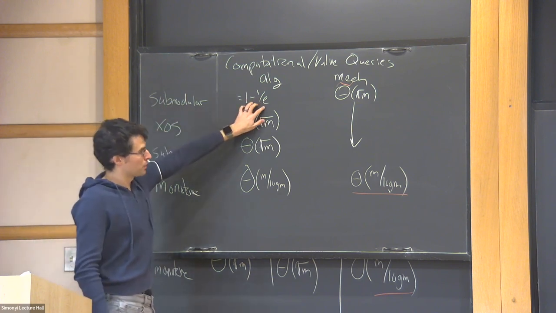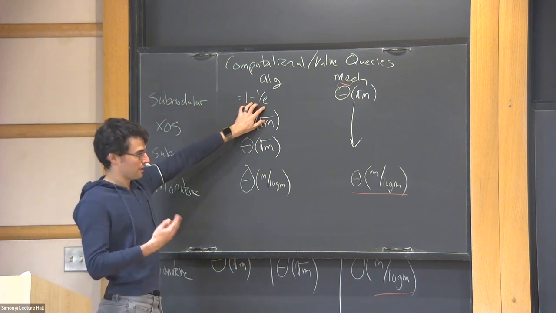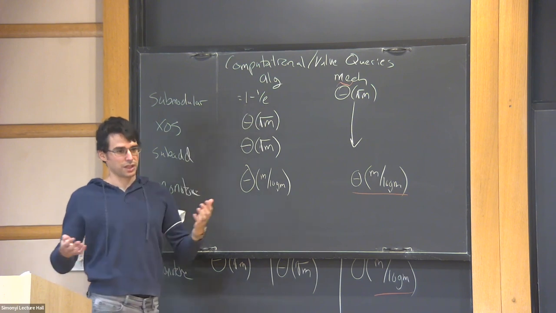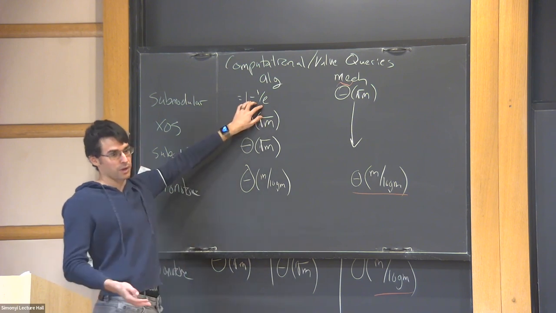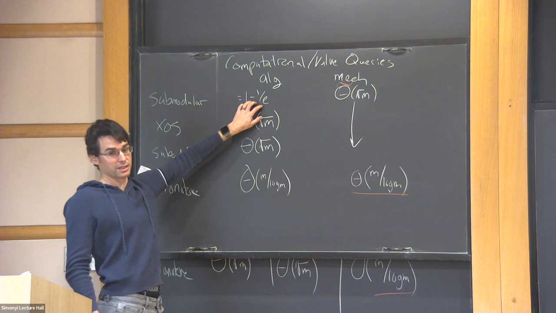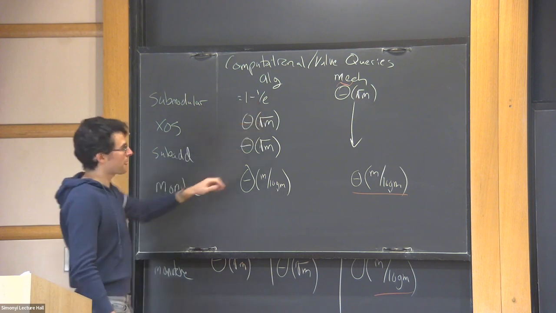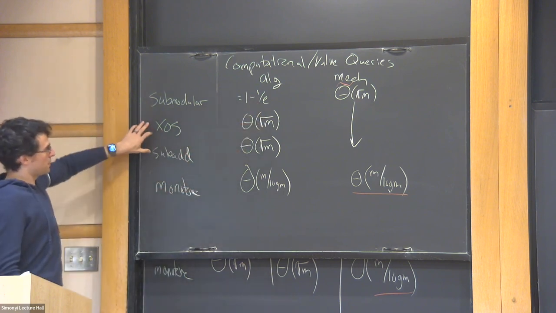There is a simpler greedy algorithm, reasonable to teach in an undergrad algorithms course. It gets a half approximation, but this 1 - 1/e is tight. This is the best you can do.